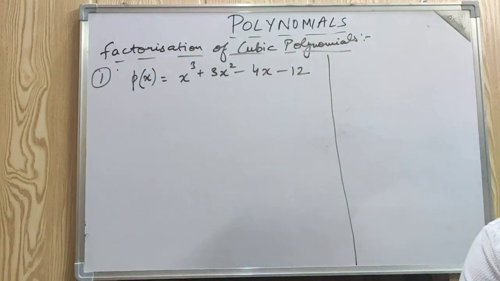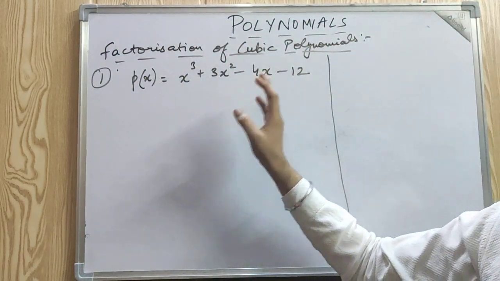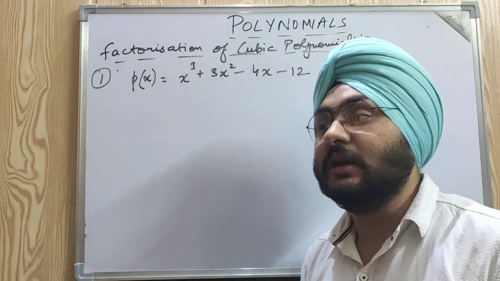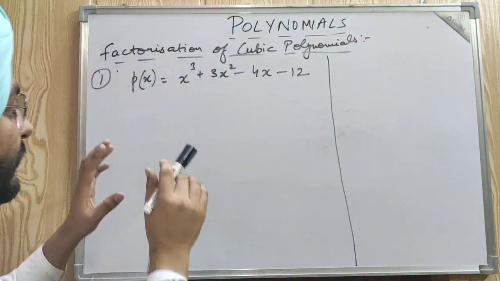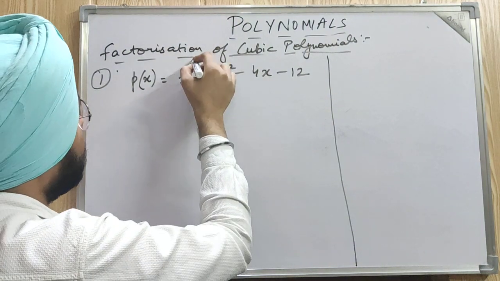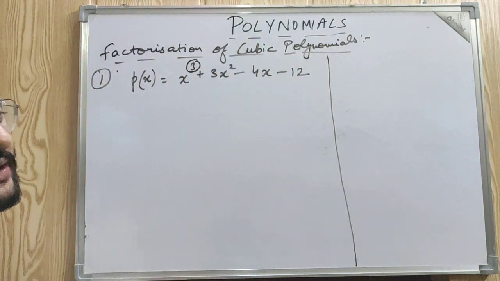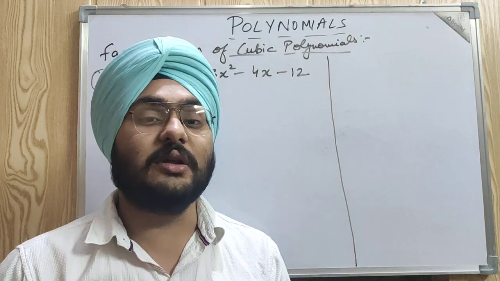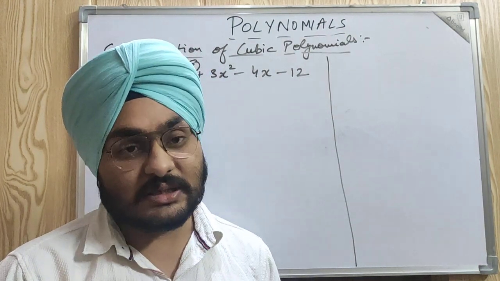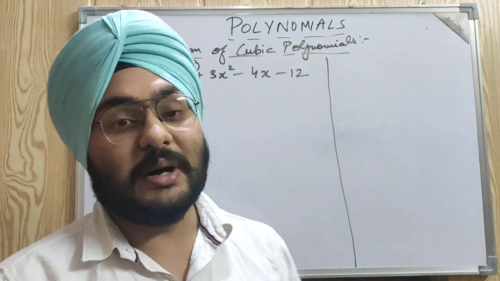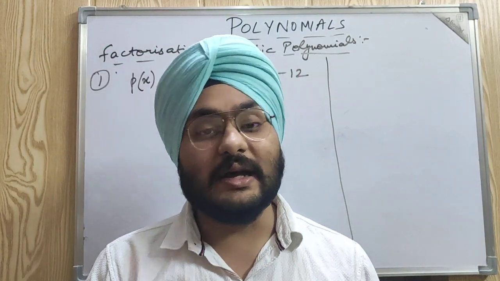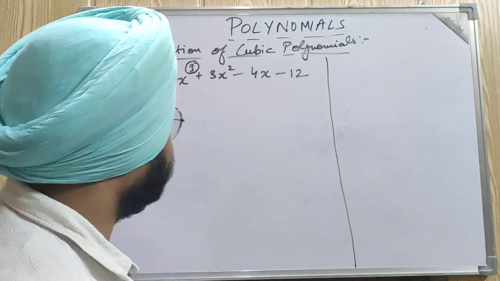So how to solve this? First you will be finding one factor from here. Basically we will be having three factors, because its maximum power is 3, which means its degree is 3. So now the first factor we will be finding by just using the hit and trial method. Now how to find that?